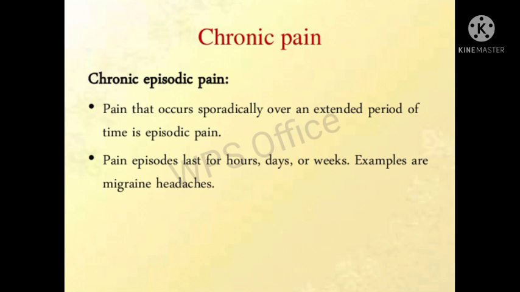Then chronic episodic pain is a pain that occurs sporadically over an extended period of time. So it will occur episode-wise. Pain episodes last for hours, days, or weeks. An example is migraine headaches. So in this chronic episodic pain, it will have episodes. It might occur after 1 or 2 days or 1 or 2 months, like that. It will occur in episodes, but during an episode, it will last for some hours or even days and weeks. So the example of chronic episodic pain is migraine.